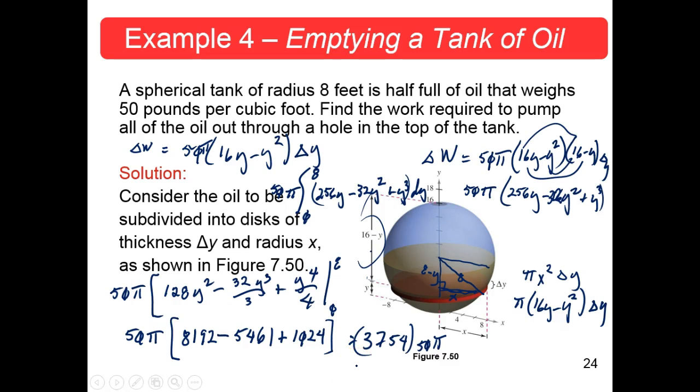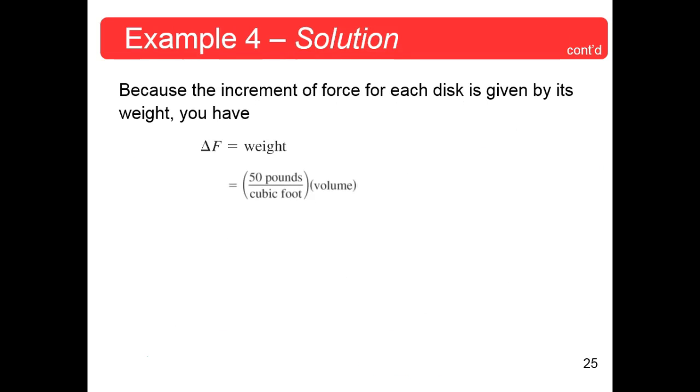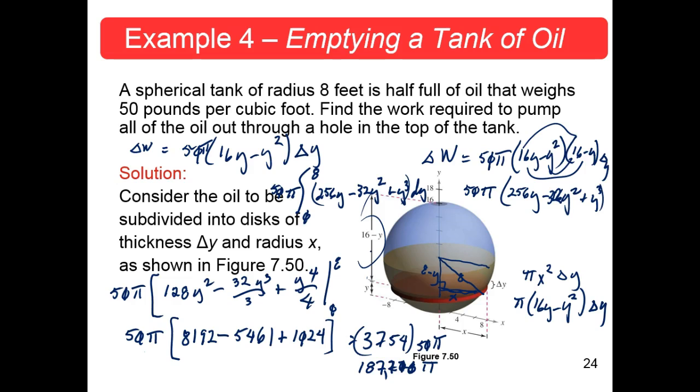That by 50 would be 187,700. Second? 700. 187,700. 700 pi. Or did you multiply by pi already? You didn't multiply by pi already, did you? Okay, I just multiplied 50 by the 3.